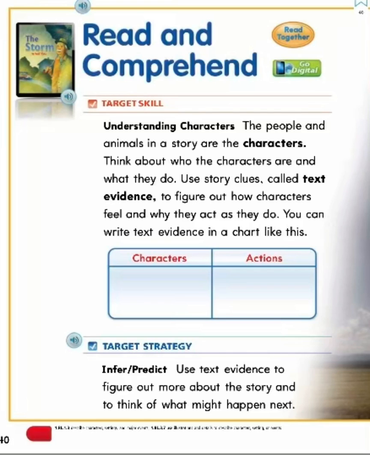Read and comprehend. Target skill. Understanding characters. The people and animals in a story are the characters. Think about who the characters are and what they do. Use story clues, called text evidence, to figure out how characters feel and why they act as they do. You can write text evidence in a chart like this. Target strategy. Infer, predict. Use text evidence to figure out more about the story and to think of what might happen next.